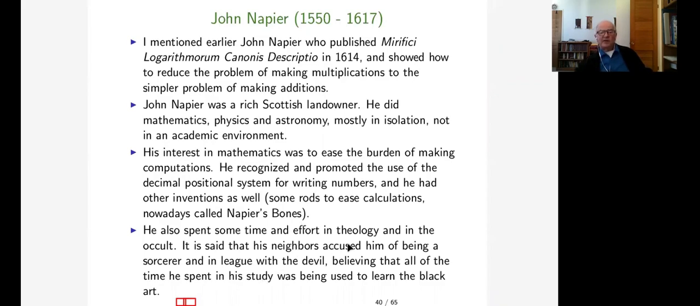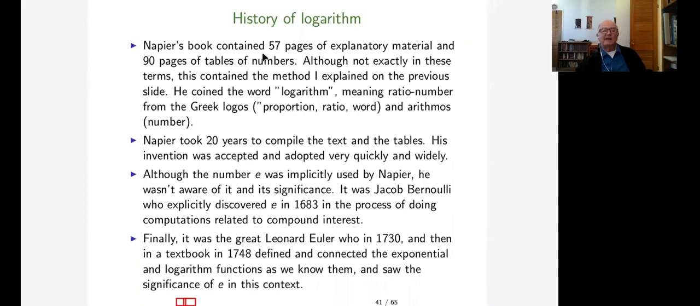But then, he also worked in theology, and some of his neighbors sometimes thought that he was connecting with the devil, because who knows what he's doing in that room of his late at night. But he was just doing his stuff. He wrote this book, which contained 57 pages of explanations on how to do operations, and 90 pages of tables he was referring to, to be used for making computations.